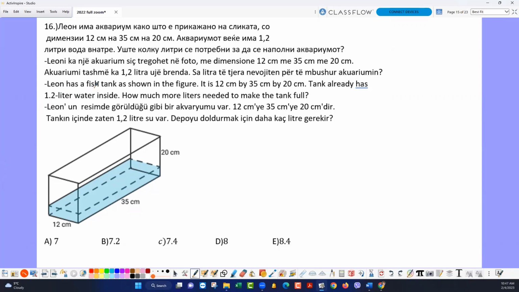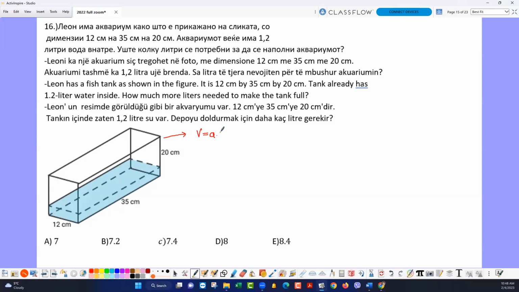Leon has a fish tank as shown in the figure, and it is 12 centimeters, 35 centimeters, and 20 centimeters. The tank already has 1.2 liters of water inside. How many more liters do we need to make the tank full? I didn't put it here, but you remember the volume of the solid, like here, a prism or rectangular solid.